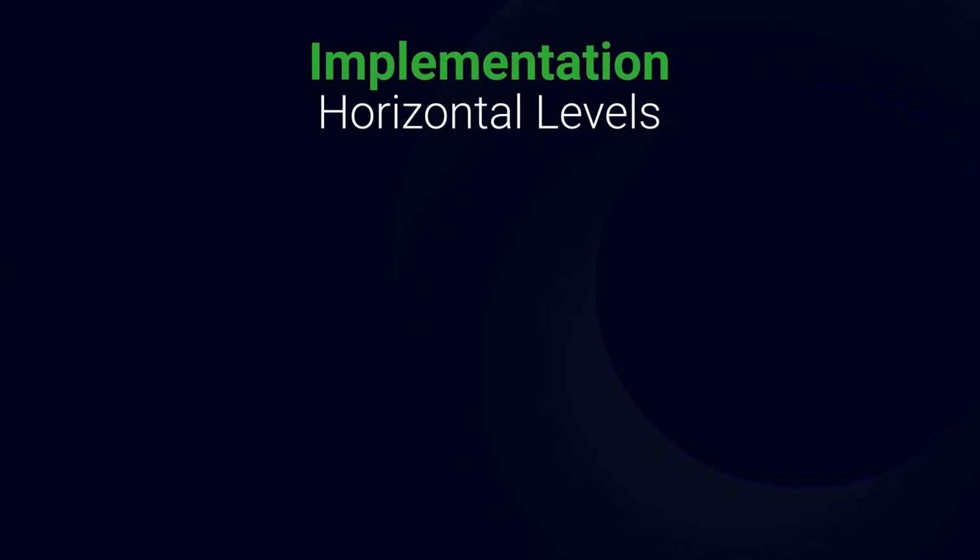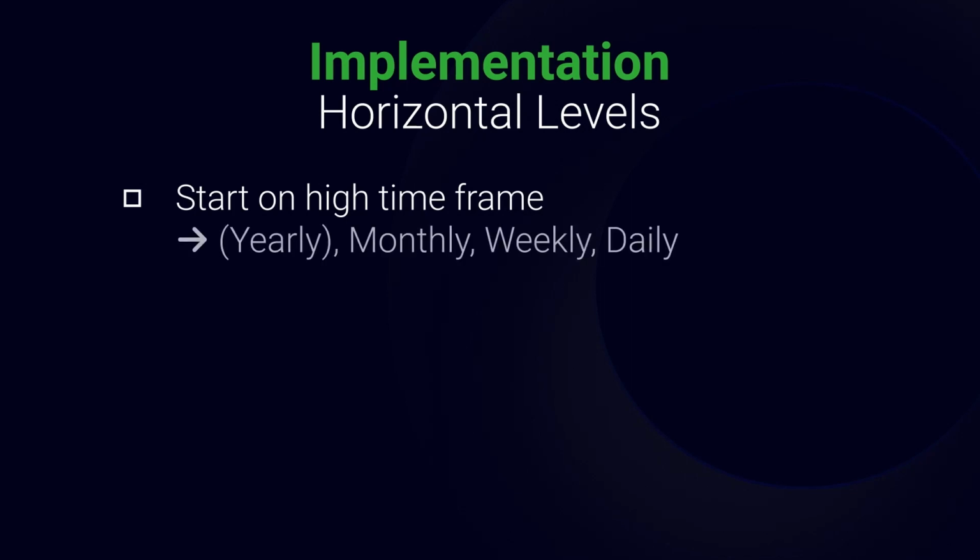To draw horizontal levels, we recommend that you start on high time frame and move down to the lower time frames. For example, begin with the monthly time frame and move down to the weekly and then the daily time frame.